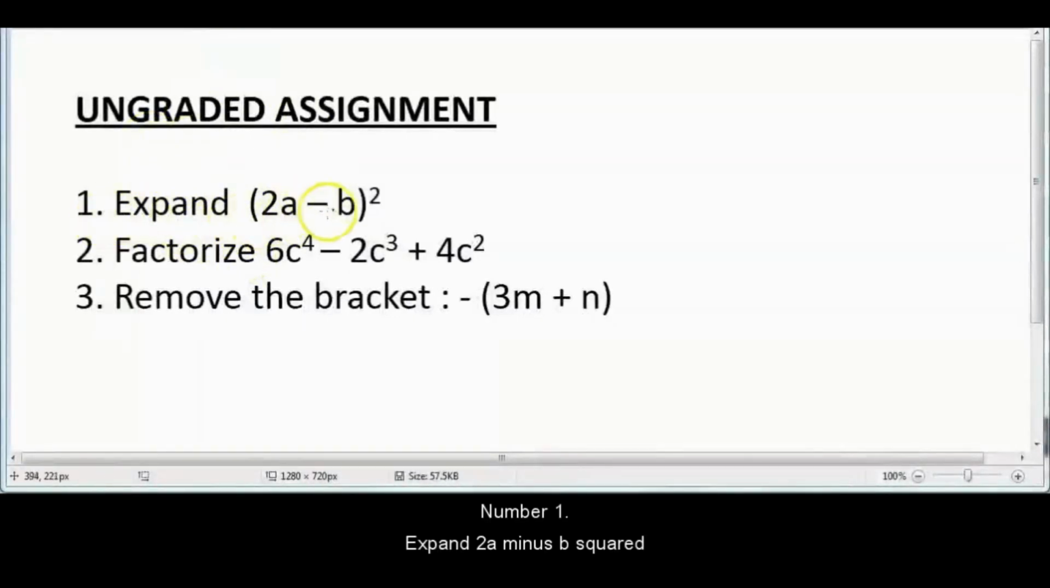Expand (2a − b) squared. Factorize 6c⁴ − 2c³ + 4c². Remove the bracket: −(3m + n).